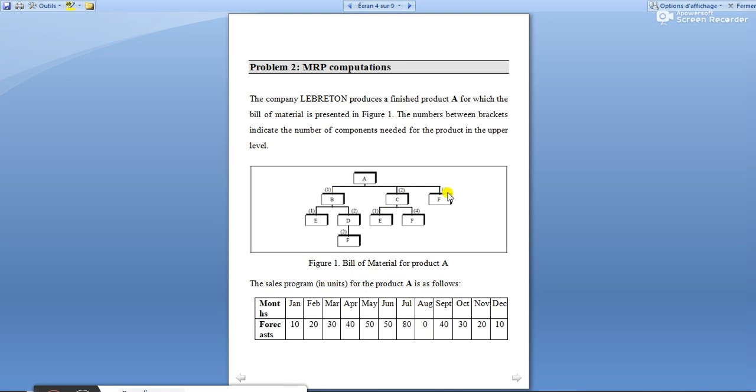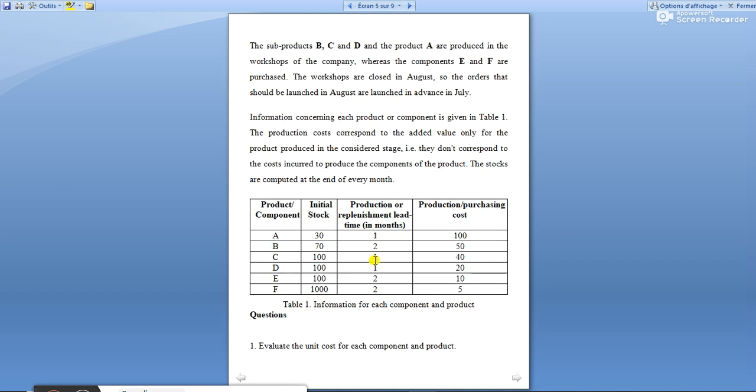units of F. You are also given the sales program in units for product A, and this table that details the initial stock for each product or component, the production or replenishment lead time in months, and the production or purchasing costs.